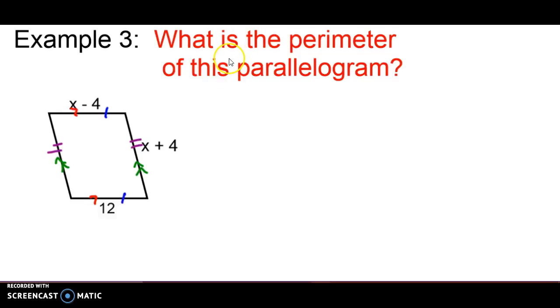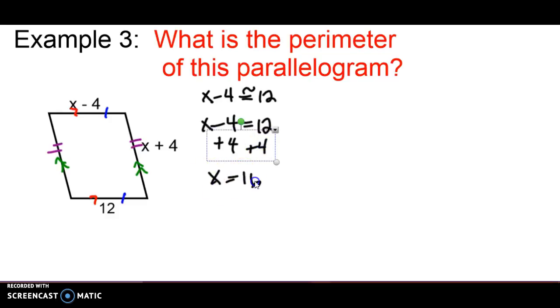And so here's the question. I didn't give you the perimeter of this parallelogram. What I did give you, though, is an expression for one side length and a number for what it's congruent to. So if we know that x minus 4 and 12 are congruent, we could write this: x minus 4 is congruent to 12. In this case, we can just say that they're equal to one another. Now this is a one-step equation where we can solve for x. We'll add 4 to both sides and we get x equals 16.